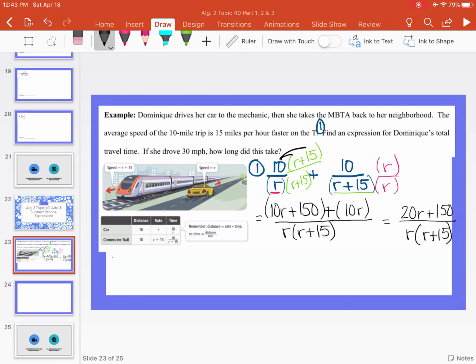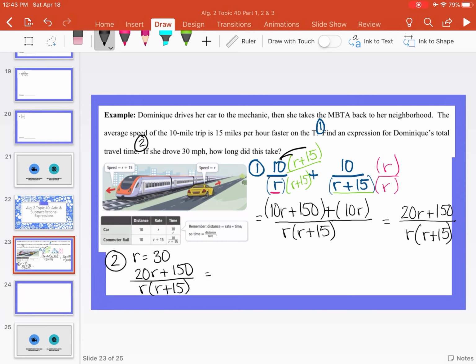Now in problem number 2, we have the question: if she drove 30 miles per hour, how long did this take? So what we're going to do here is plug in 30 for r. This is the rate, and our rate is 30 miles per hour. So we can use this in our rational expression that we just identified: 20r plus 150 divided by r times r plus 15.